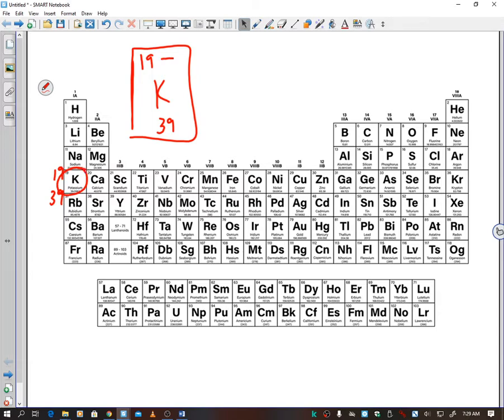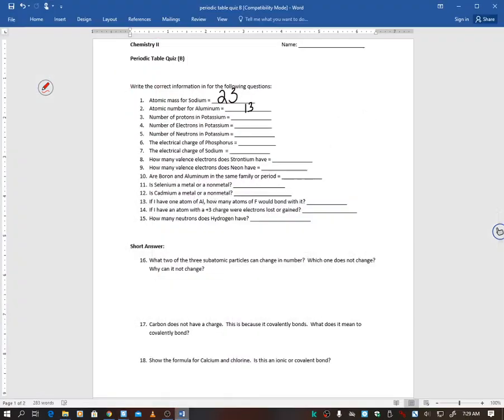My protons are always coming from that number. My atomic number and my protons will always be the same, okay? It tells me how many protons there are. Now, all of these we're assuming are neutrally charged, or they have no charge, so they're neutral. So if I have 19 positive protons, then I also have 19 negative electrons. So I'm gonna write 19, 19.